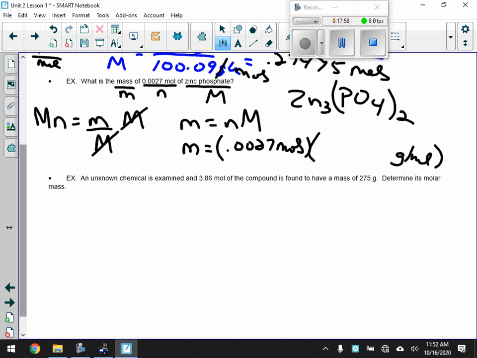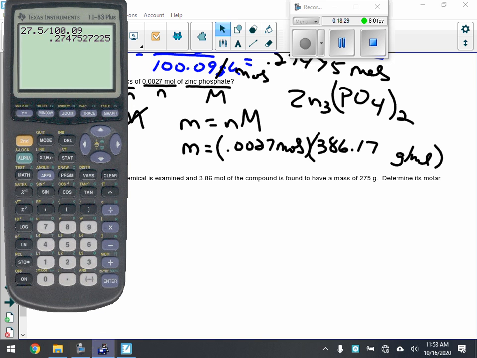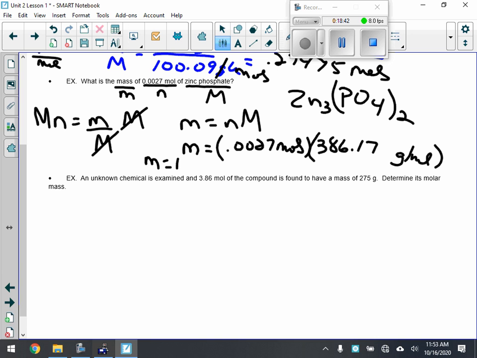How many zincs do I need to have here when I'm adding them up? Quickly. How many zincs do I have? 3. How many phosphoruses do I need to add up? 2. How many oxygens do I need? 8. Okay, so add those all up: 3 zincs, 2 phosphorus, 8 oxygens. I believe we get this number here, 386.17 grams per mole. And of course, we're just going to multiply these two together. I'll double check just to make sure, but I'm pretty sure that's right. 386.17. Yeah, that's right.